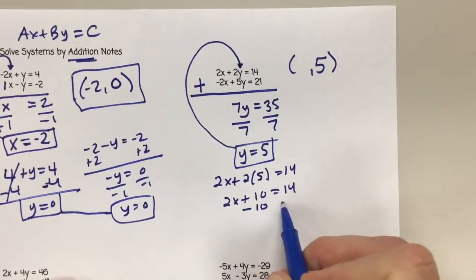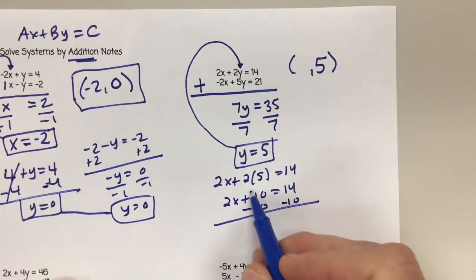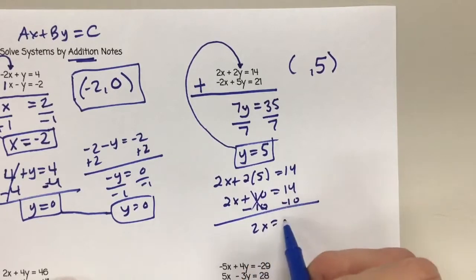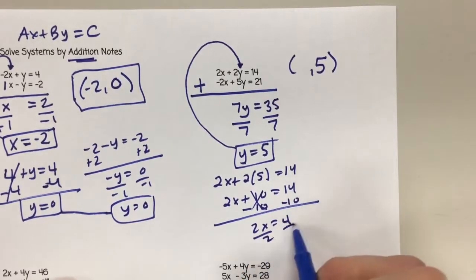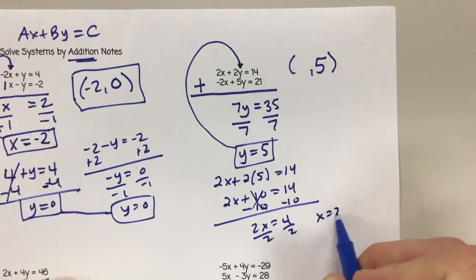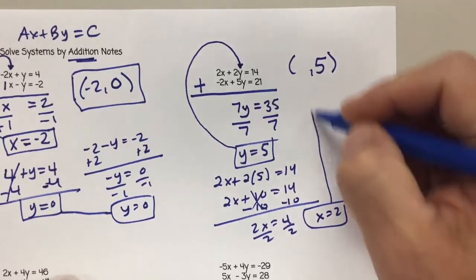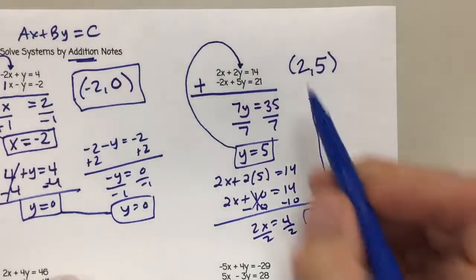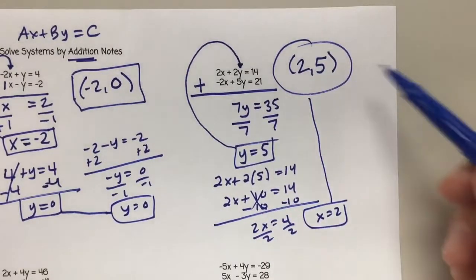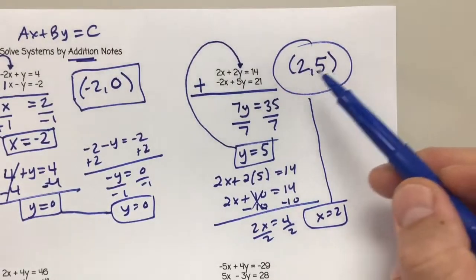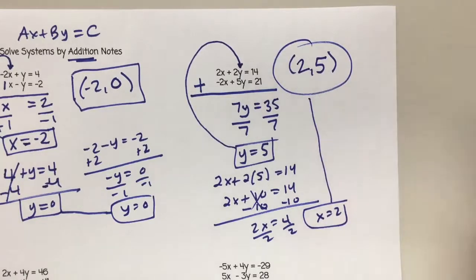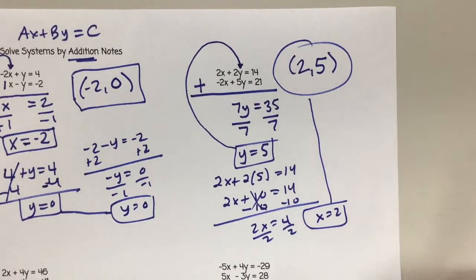Now I'm going to solve for x. This is from last unit. That cancels. I get 2x is 4. Divide both sides by 2. I get x is 2. So that's the second part of my solution. We're always going to write our solution as a point, so it should look like this, (2, 5).